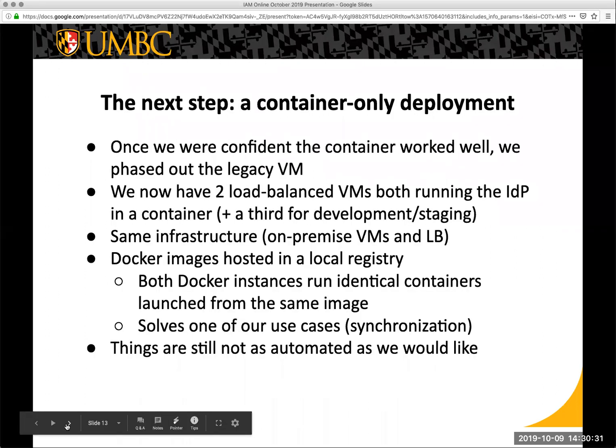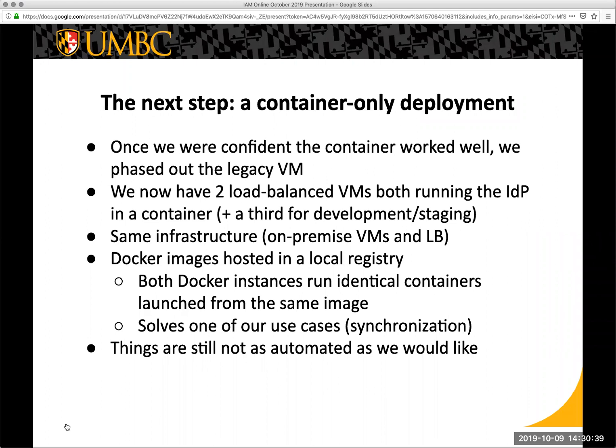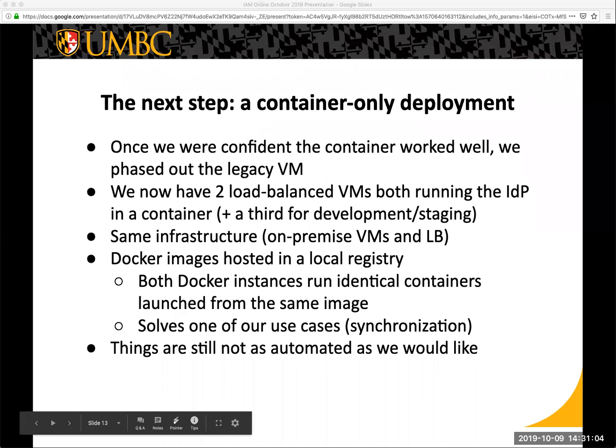So the next step was we took our non-containerized IDP out and we put a second containerized IDP in, and then we just ran them both. Both instances were running identical copies of the container based on the same images, and then we added a local Docker registry so that we could share them and pull from each server the identical image, which is sort of getting to where we want, but not quite as automated as we would like, because we're still pushing the containers out manually.